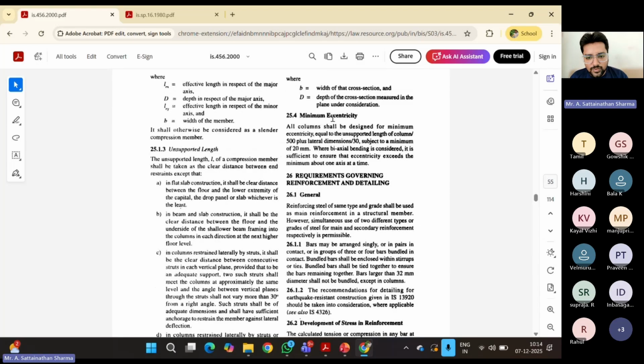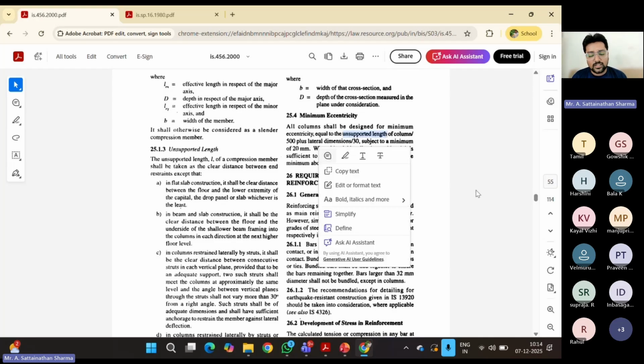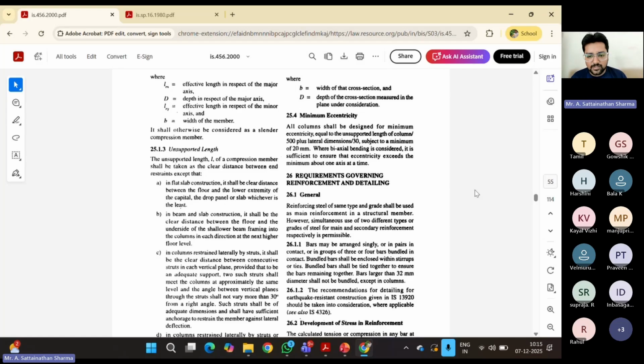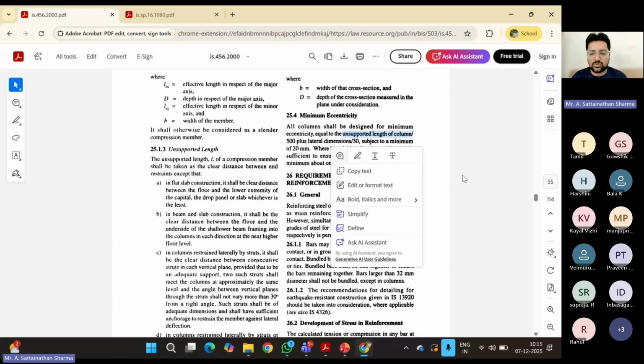Yes, here 25.4 minimum eccentricity is given. So what they are saying is that all columns shall be designed for the minimum eccentricity equal to the unsupported length. Again, here it is very clear. It is the unsupported length, not the effective length. Please keep that in mind. Just follow the code, what it says. Nothing to memorize or remember here. Just follow what the code says.